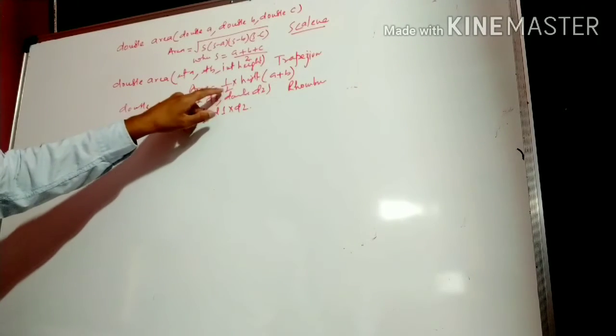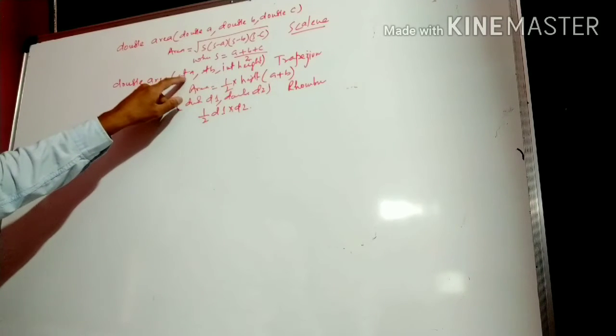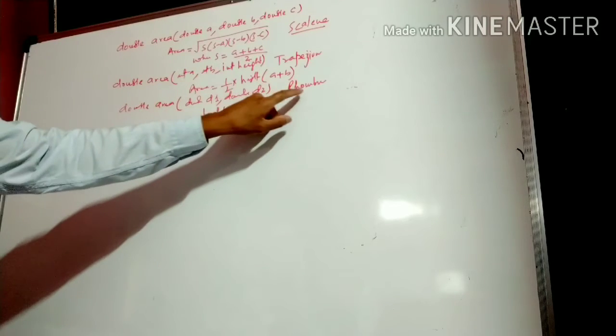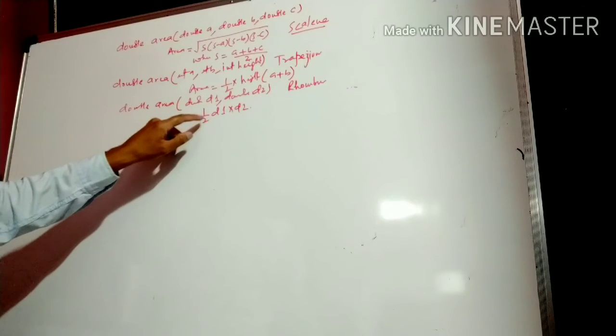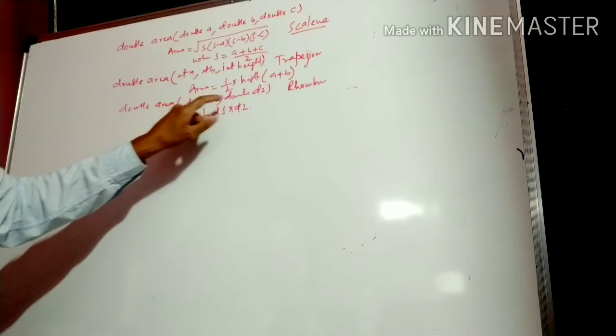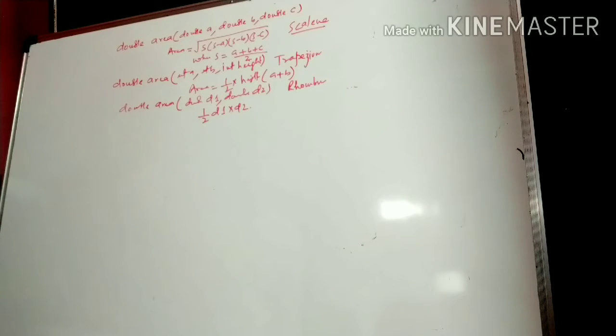The formula will be what? 1 by 2 into height into a plus b. Signatures are integer, integer, integer. Next area, you have to find the area of a rhombus, where area equals 1 by 2 into d1 and d2. This is diagonal 1, this is diagonal 2. This is the question you will get in the question paper. Now how to make this question?